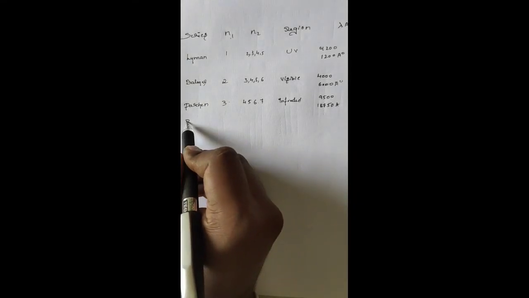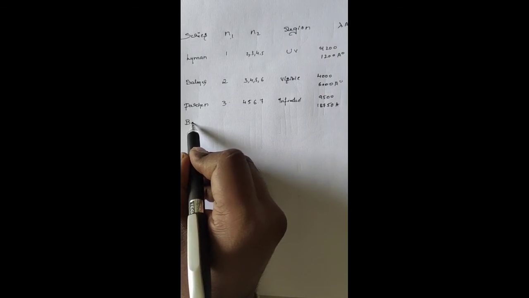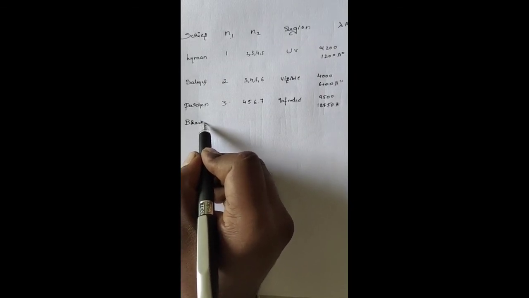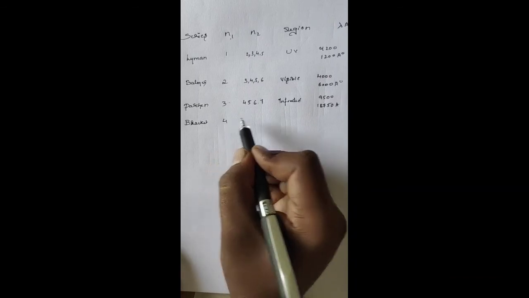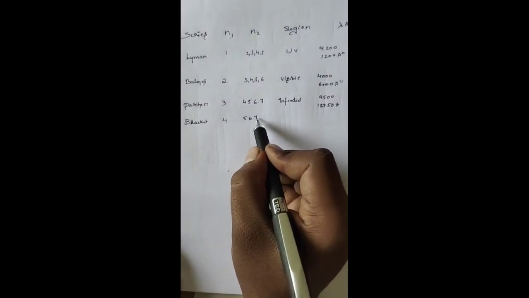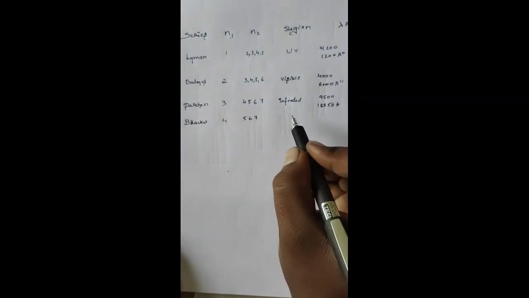Next, we are going to write about Brackett. In the Brackett series n1 equals 4 and n2 is 5, 6, 7. Similarly it is infrared radiation. The wavelength is 19,450 Angstrom to 40,500 Angstrom.